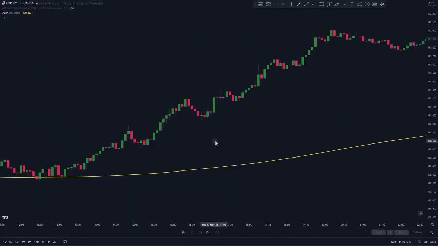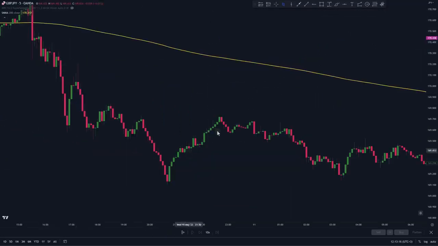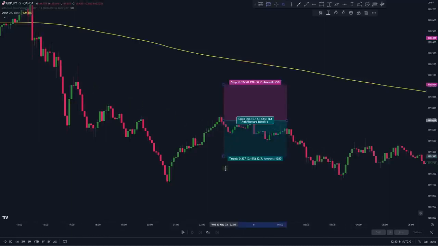The Smooth Moving Average is a perfect indicator for identifying long-term trends in the market. When the price is constantly trading above it, that indicates a long-term bullish trend, and we're gonna be looking to take only long trades. Conversely, when the price is constantly trading below it, that indicates a long-term bearish trend, and we're gonna be looking to take only short trades.